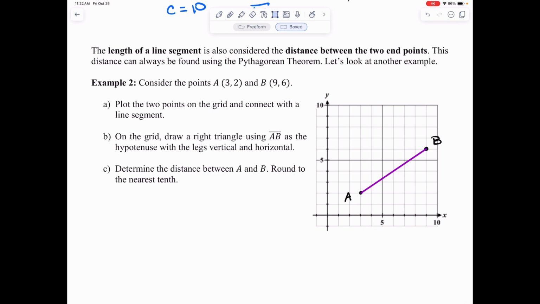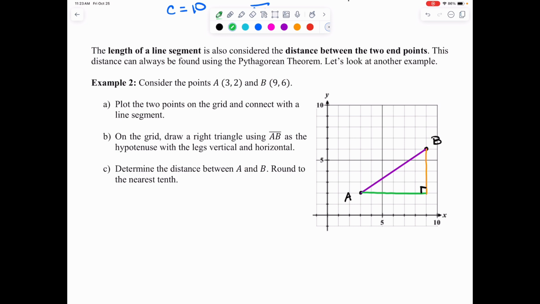We did part A. Now, on the grid, we want to draw that same right triangle. We just have to think about it a little bit more than we did before. Since we're not using the axes lines to help us, we want to draw from each point we know. So I'm going to go from A over to the right until I line up with the line that would be where B is. And then I'm going to go from B down so that they meet right there at that point and form this right triangle.